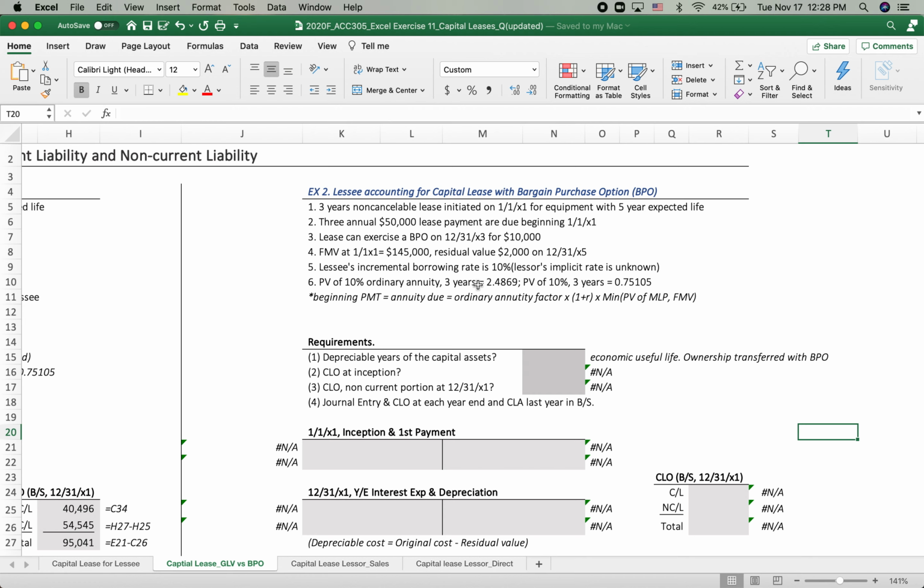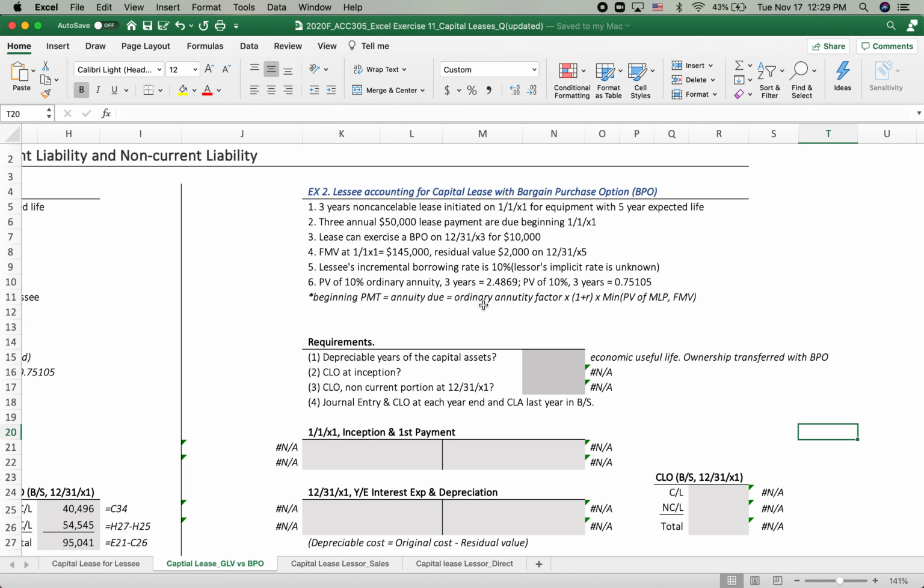Lessee's incremental borrowing rate is 10%. We don't have another interest rate to compare, so we'll use 10. And then we also have the present value of a 10% ordinary annuity. Even though this is a recurring payment starting at the beginning, what we are given is an ordinary annuity. So we have to convert this ordinary annuity factor into the annuity due. How? The beginning payment is equal to annuity due, and annuity due is calculated as the ordinary annuity factor times 1 plus the interest rate.